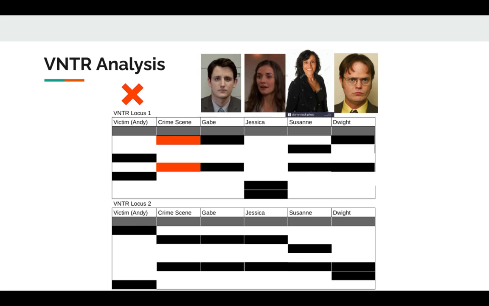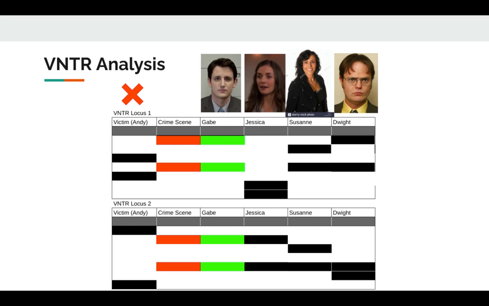Next, we go to Gabe, who, as we see, matches with the crime scene sample in locus 1, so we then move on to locus 2. We do not consider the victim since he did not match the crime scene sample in locus 1. As we can see here, Gabe does match up with the alleles in locus 2 for the crime scene sample, so we can consider him in the process of finding the culprit.